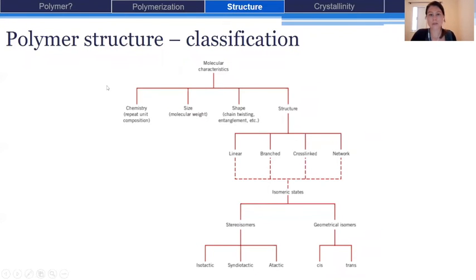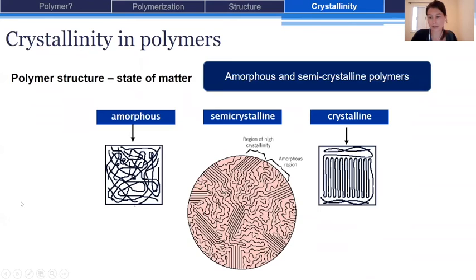Now let's talk about the crystallinity in polymers. Since we are working here with a material that is composed of molecules and not of atoms, the description of the crystals in polymers is a little bit more complex than in metals or ceramics. But we can describe the state of matter in a polymer structure using two extreme cases.